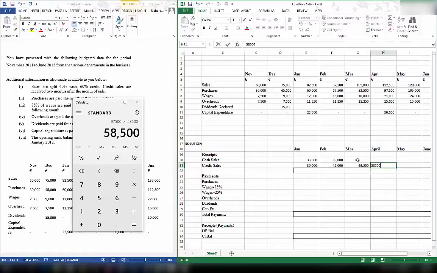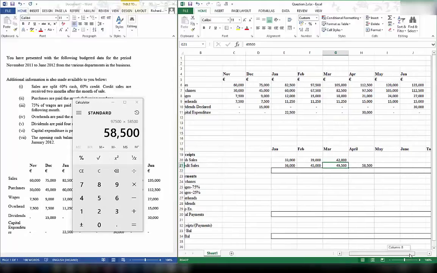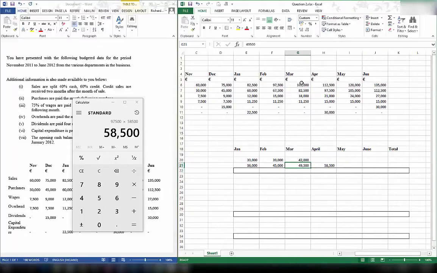In March, we're going to take 40% for cash sales. Our 40% of cash sales in March is going to be 42,000. So 40% of 105,000 is 42,000. And 49,500 we got from our January sales originally. Of that 105,000, 42,000 was cash sales, and 63,000 were credit sales, the 60%.